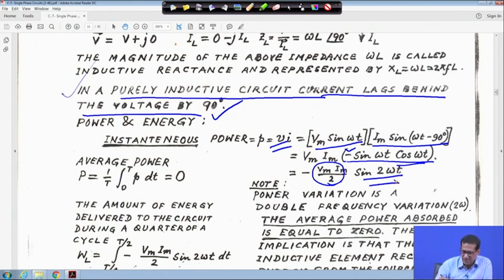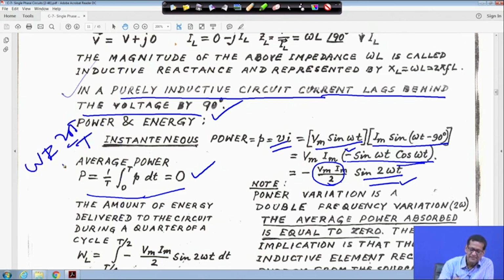Now, the average power, 1 by T integral from 0 to T, if you break it, it will become 0. You put this and integrate it. Always use this relationship, omega is equal to 2 pi by T, right. So, if you find the average power for the inductive circuit, 1 by T integral 0 to T of p dt, it will be 0, because there is no resistor here. So, there is no question of power in the purely inductive circuit, right.